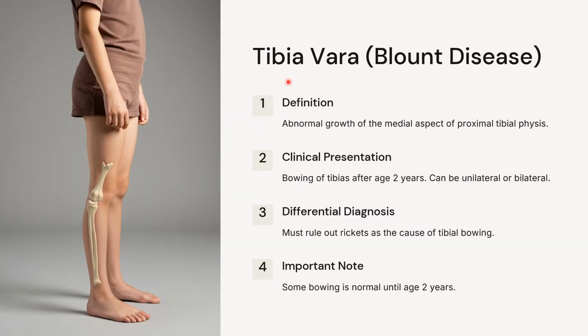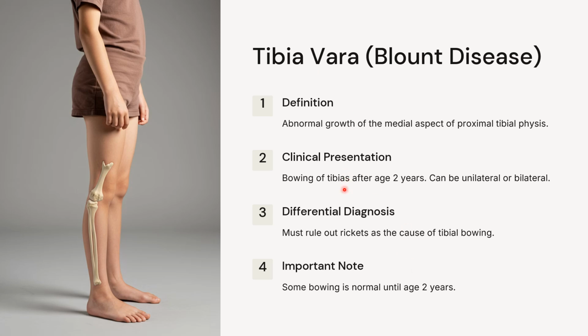So, what do you understand about tibia vara? Tibia vara is nothing but Blount's disease. Here, you should know that varus is anything which is angled inward. The opposite is valgus. So here the tibia is angled inward such that the knees appear bow-legged. Since the tibia is angled inward, the knees are pushed outward and it appears as bow legs.